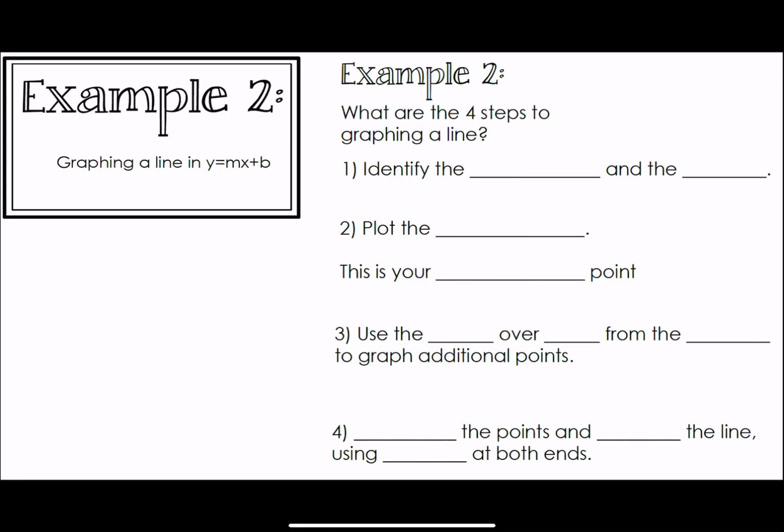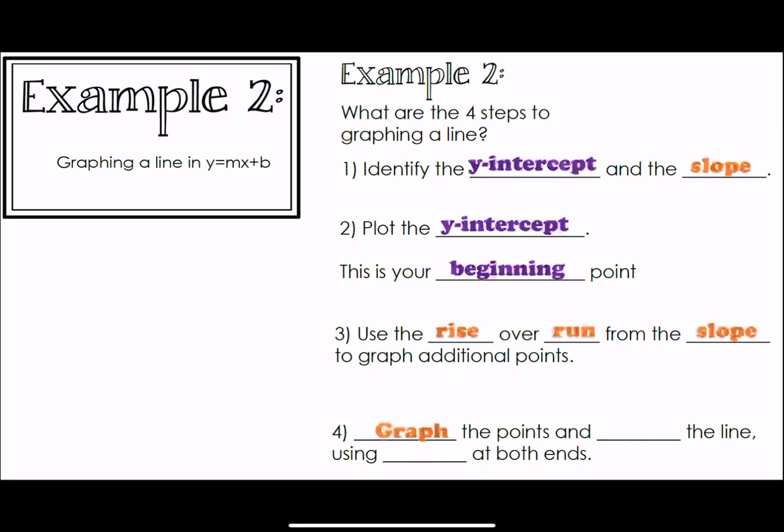All right, so first off, we're just going to go ahead and review what the 4 steps are to graphing a line. If you've already filled this in, then you know that you're going to be identifying the y-intercept and the slope. If you have it reversed, that's totally fine. Your second step is you're going to be plotting the y-intercept. Remember, this is your beginning point. That's why we call it B. And then you're going to use the rise over run from the slope to graph your additional points. Remember, I recommend at least doing 1 to 2 more points in addition to your y-intercept.